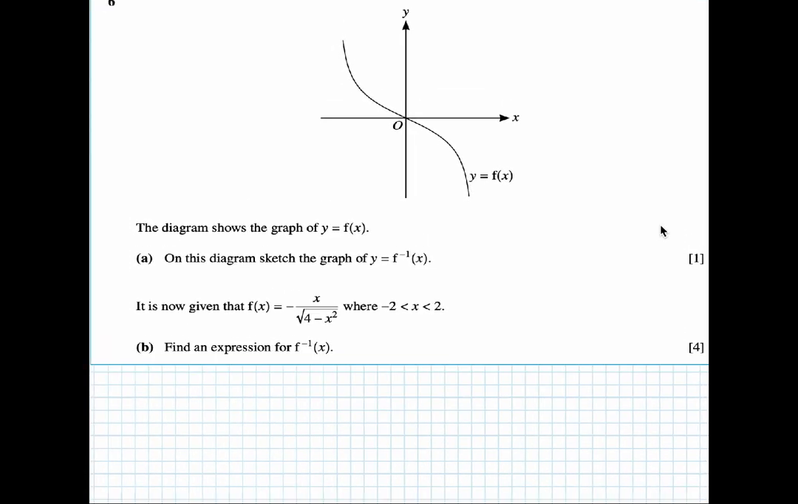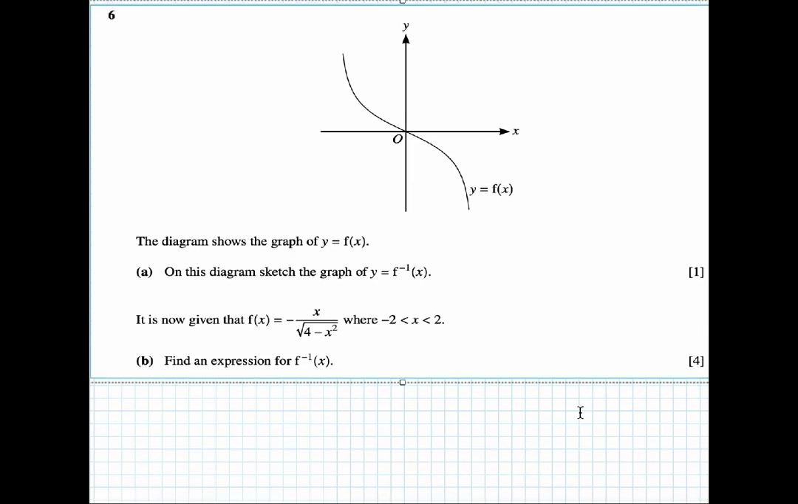Okay, now we're looking at question 6, and we've got a sketch, and we have to sketch the inverse of y equals f of x. So along the y equals x line, in that direction, as opposed to the other way, as you might see usually, and there's an approximation. I'm just using my hand here, so it's not perfect, but you would do it much better in an exam, of course, with your pencil.